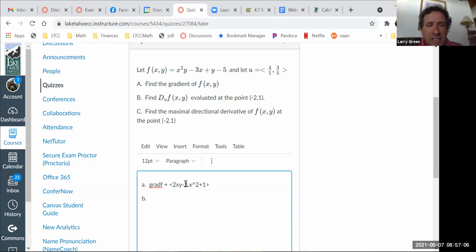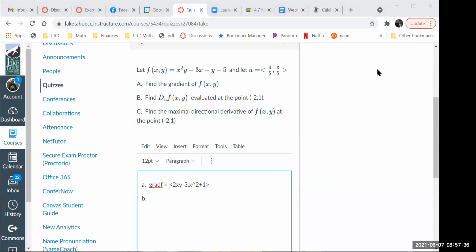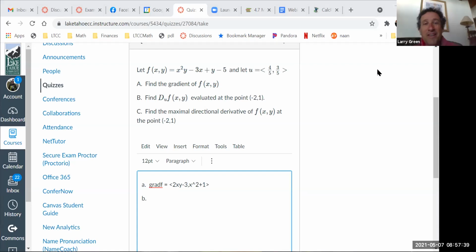Part B is find the directional derivative of f evaluated at the point -2, 1. To find this directional derivative at that point, we could do it the hard way or the easy way, and I hope you chose the easy way. What's the hard way of doing this? The limit definition. Okay, let's hope you didn't do that. If you got it right that way, I wouldn't count you wrong, but then you're just masochists, I guess.